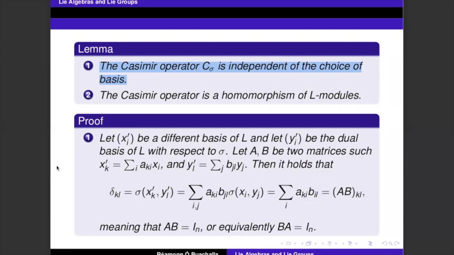Okay, so let's show that the Casimir operator is independent of the choice of basis. We'll let x'_i be another basis, and y'_i be the dual basis of L with respect to sigma.